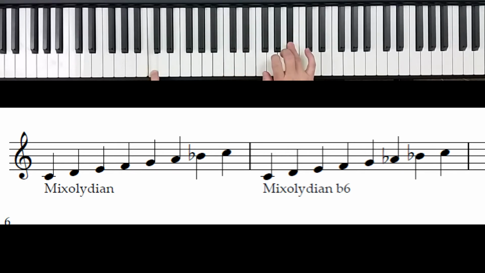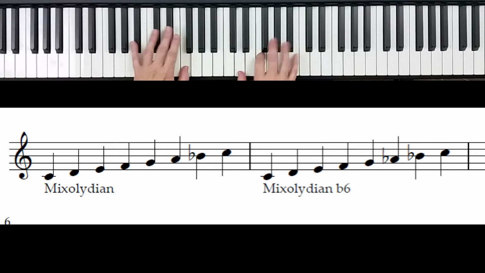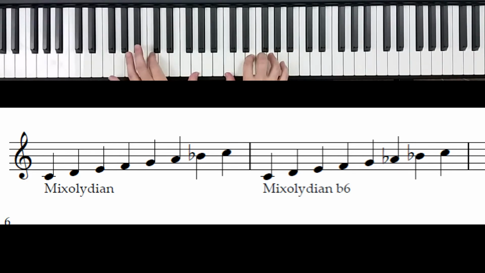So we have Mixolydian, alright? Regular Mixolydian is just a major scale with a flat 7. We know that comes from being the 5th mode of a major scale. Very bright sound.